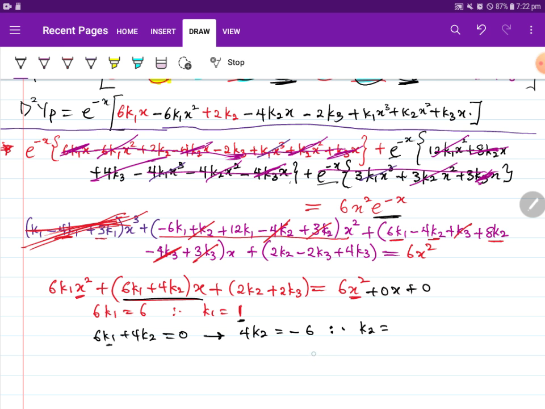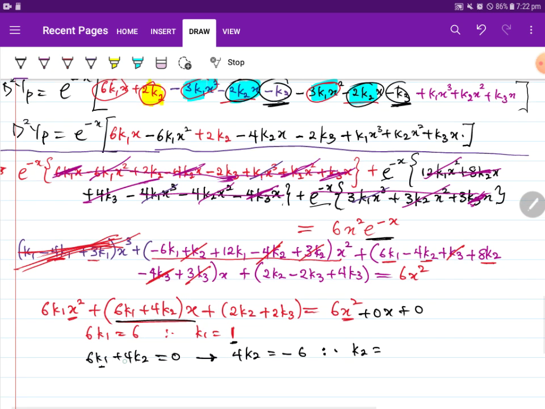Did I make a mistake there? Let's check. My k2 is minus 4k2. Why is it minus 4k2? It should be... Why is it plus 4k2? I think it should be minus. Is that minus? Oh, it is plus. Then it is correct. Sorry. Okay, yes, it is correct. Therefore, my k2 is the same thing as minus 3 over 2.